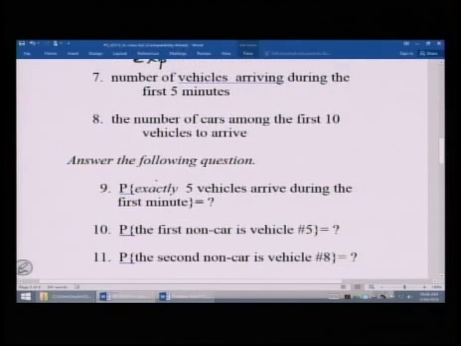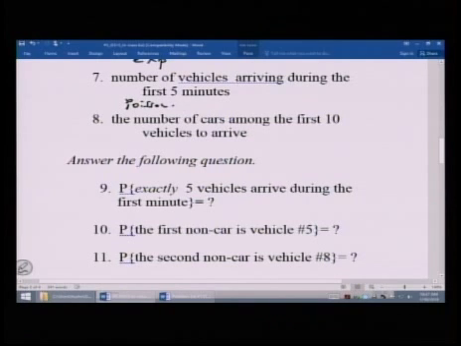How about number 7? Number of vehicles arriving during the first 5 minutes. What is that? Poisson, right. This is Poisson distribution. So Poisson random variable is a count of the number of events that occur during a given time period. So this is Poisson.